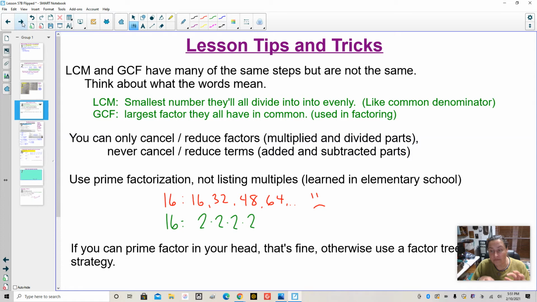That's used for factoring. We just did that lesson. You can only cancel or reduce factors that are multiplied or divided. You cannot cancel across terms. If something is being added or subtracted, you can't do that.